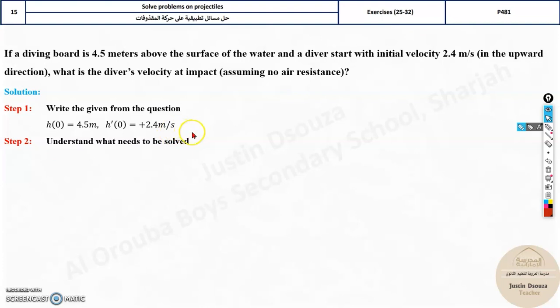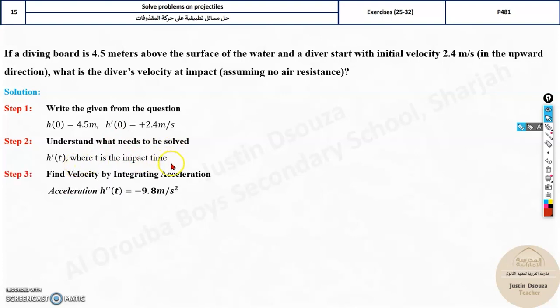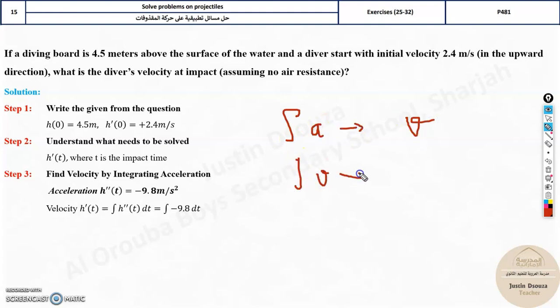Next, you need to understand what needs to be solved. That is h dash of t, but at t is impact time. Now we know the acceleration due to gravity is negative 9.8 meter per second square. All you need to do is integrate this, and then you will get the velocity. Integration of acceleration gives you velocity, whereas integration of velocity gives you the position. Position can be written as s, or anyway, if you understand it's enough. Whereas in the previous part, we had derived it. If we differentiate position, we get velocity. Derivative of velocity is acceleration. But now it's the other way around.